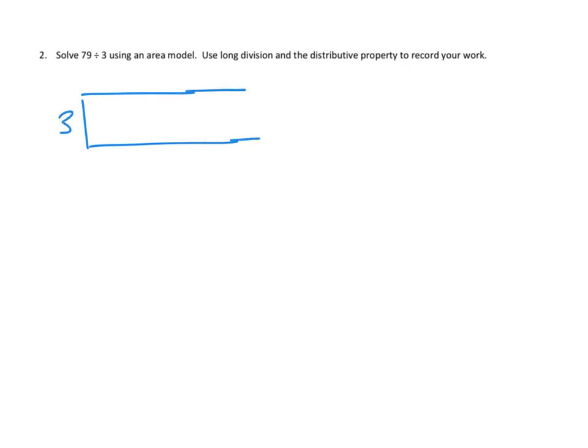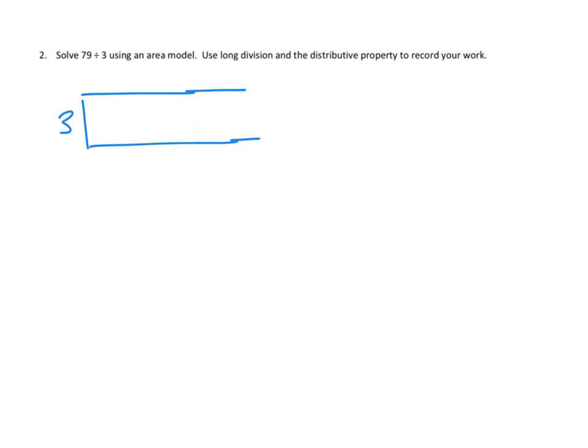And then we're going to ask ourselves some questions. For starters, how many tens could we multiply 3 by and still fit into 7 tens right here? So let's see, if we had 1 ten up top, 1 ten times 3, that would give us 3 tens. Well, I think we can do more than that, right? How about 2 tens? If we had 2 tens along here times 3, that would give us 6 tens, and that would still fit inside of 79.